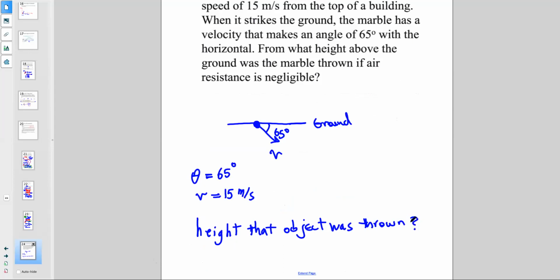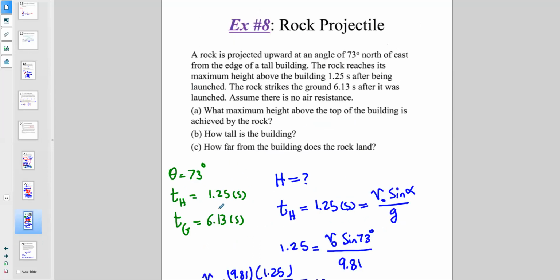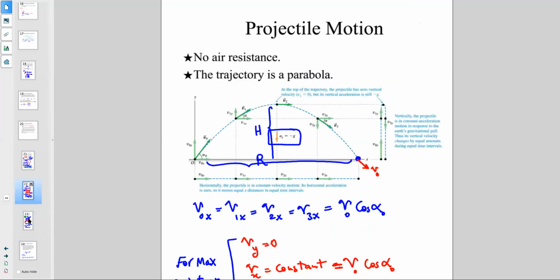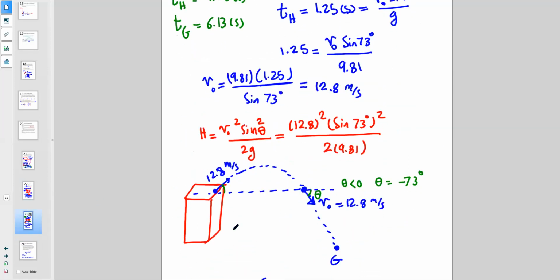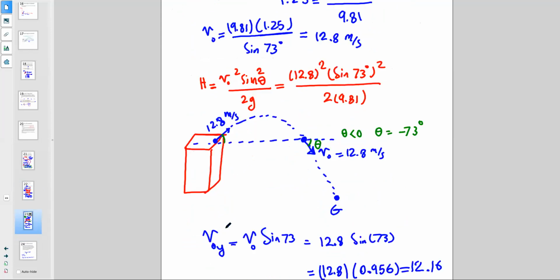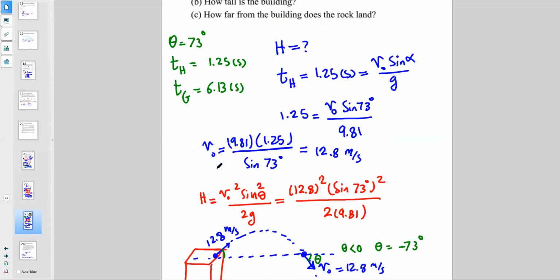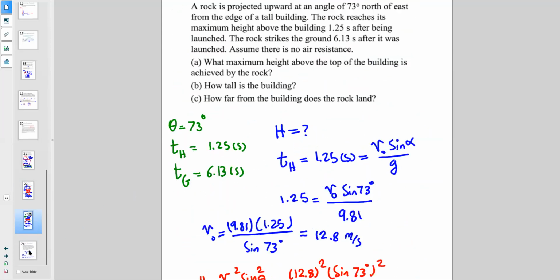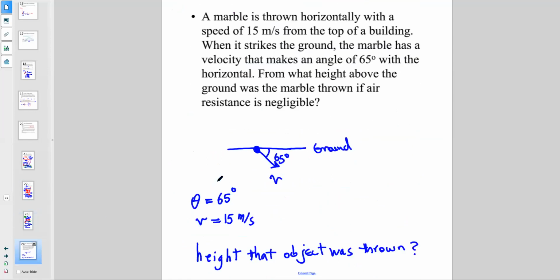Okay, work on it. If you have any questions, email me. I'm going to leave this problem to you. It is exactly the same as finding the height of the building, just like what we did. So try to solve it. If you have any questions, let me know, and we'll work on it.